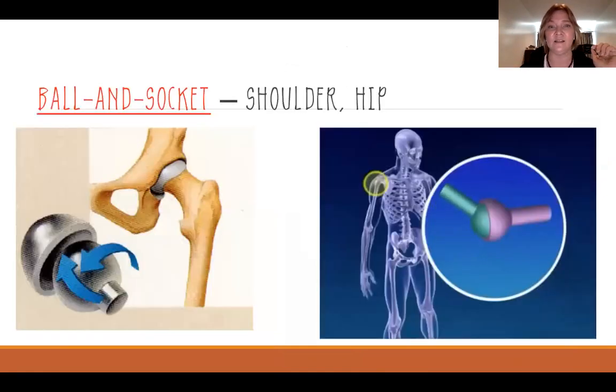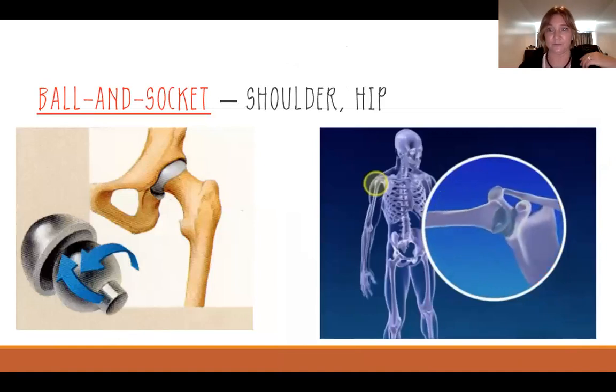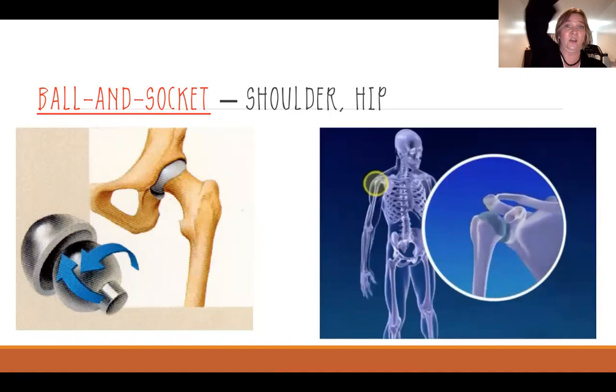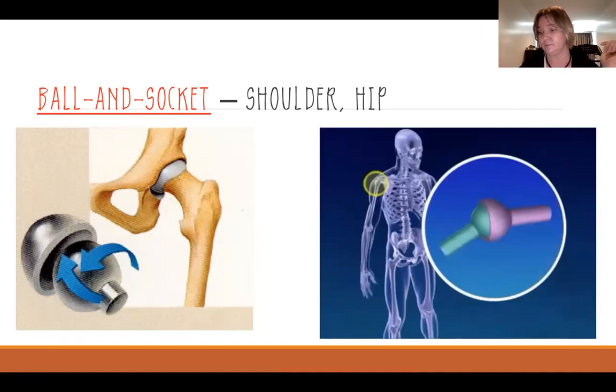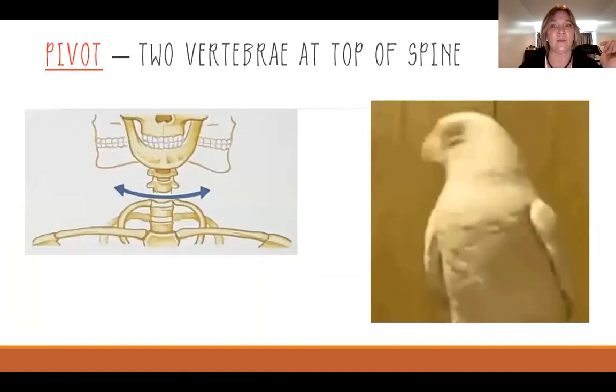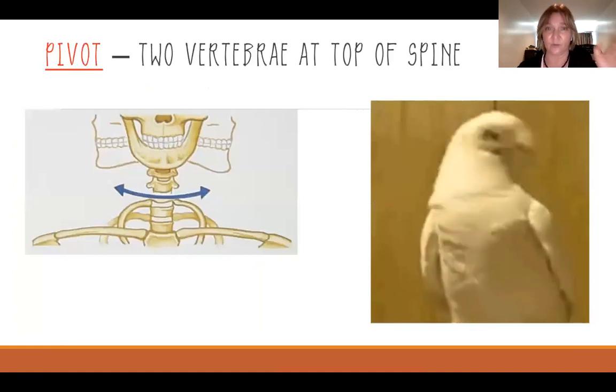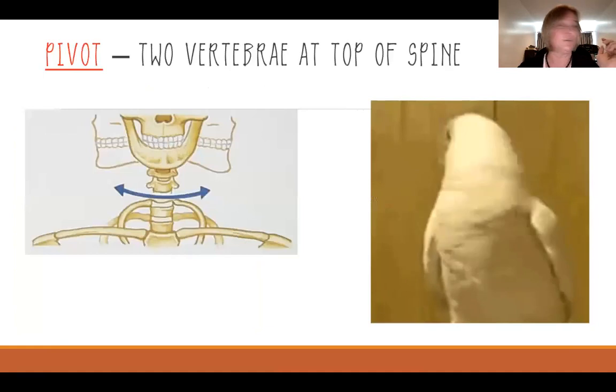You have ball and socket, which is in your shoulders and in your hips. This is the freest of all the joints. It allows a full 360-degree movement. You have the pivot, which occurs between the two vertebrae at the top of your spine, which allows you to do no.